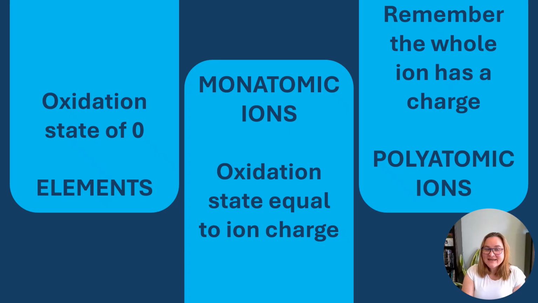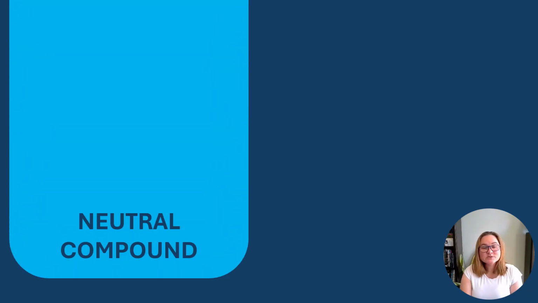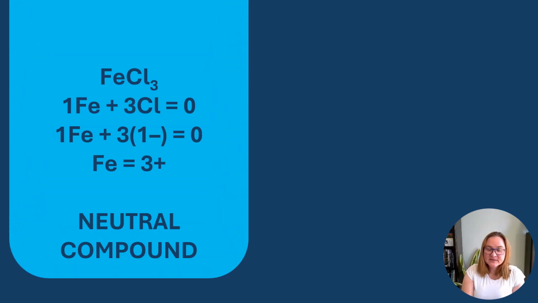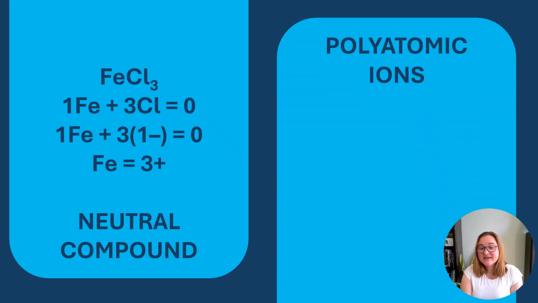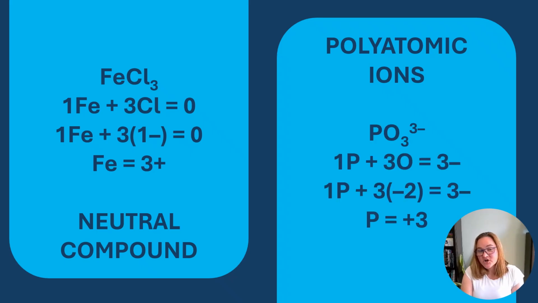We'll practice determining oxidation states in a later video, but just as a reminder from section N.2, if you need to find the oxidation state of something that's part of a neutral compound, your expression will need to be set equal to 0 to show that neutrality. The example shown here involves determining the oxidation state for the iron in iron(III) chloride. In contrast, if you need to determine the oxidation state of an atom that's part of a polyatomic ion, you would set that expression equal to the charge on the ion. Here, I've determined the oxidation state for the phosphorus in the phosphite anion.